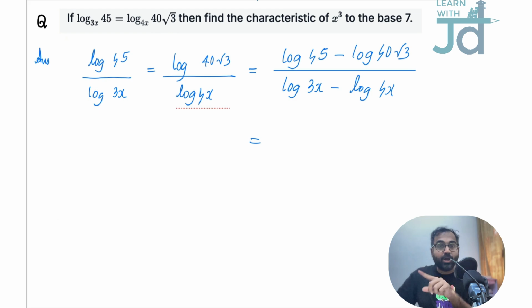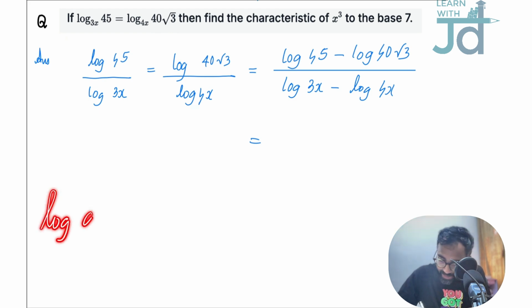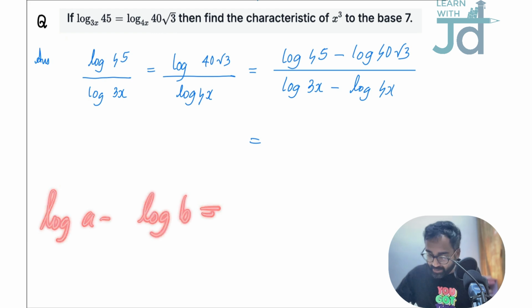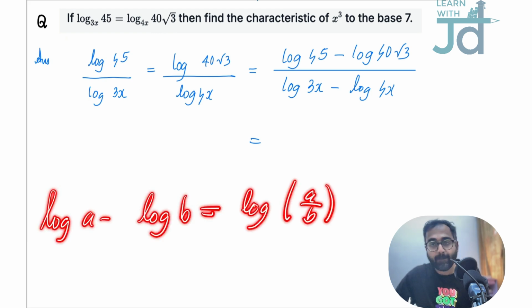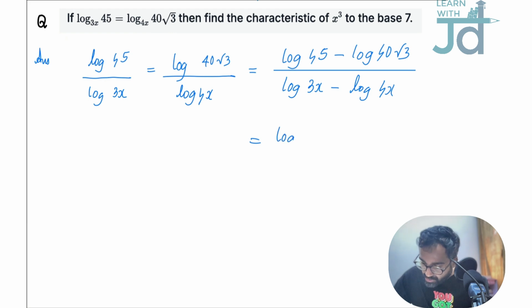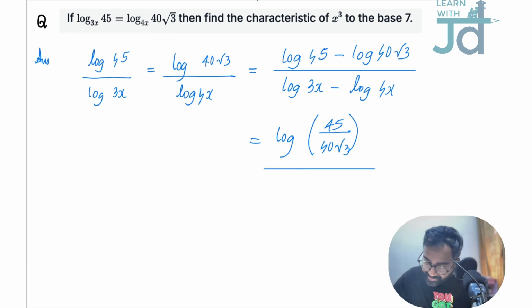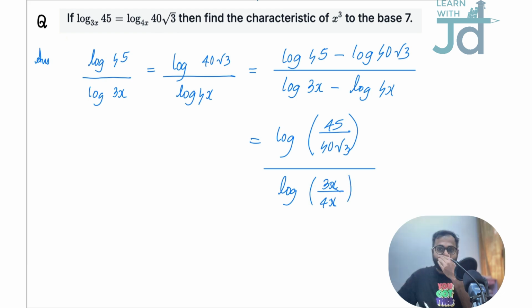So you know log a minus log b. You know this. Log a minus log b क्या होता है? Log a by b. So division हो जाता है. So यहाँ पे भी ऐसे होगा. Log 45. Numerator will be like this. And denominator will be log 3x by 4x. अभी हो गया ना cancel. Now this also you can simplify. तो ये 9 के टेबल 5 ये 8 के टेबल में जाएगा. Ok and √3 and this will be 3√3.